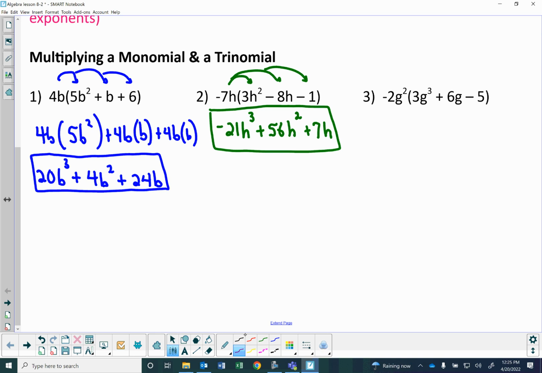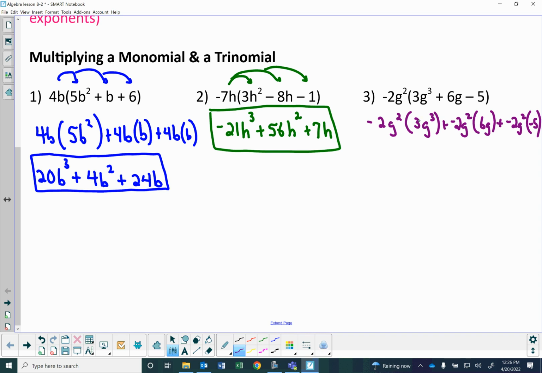The last problem here, number 3 in this section. I'm going to multiply negative 2g squared times everything. I'm going to rewrite this again, negative 2g squared, and multiply that by 3g to the third plus negative 2g squared times 6g. Minus, I'm going to do plus negative 2g squared times negative 5.